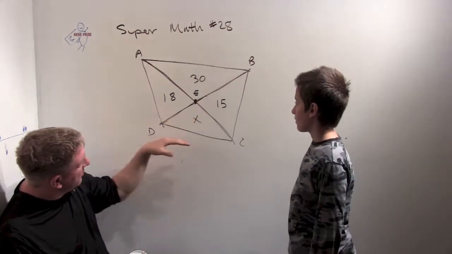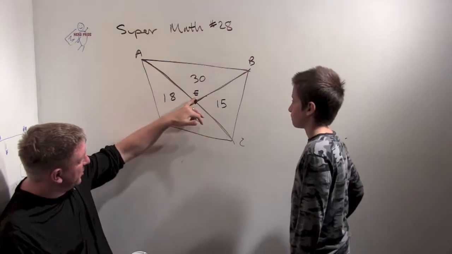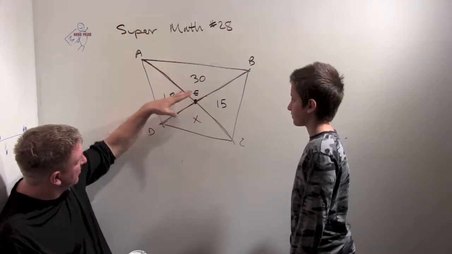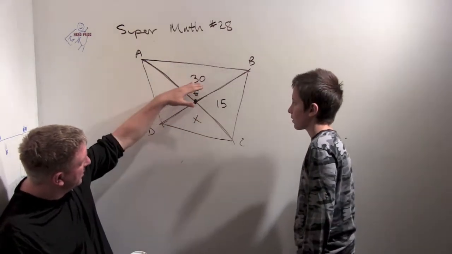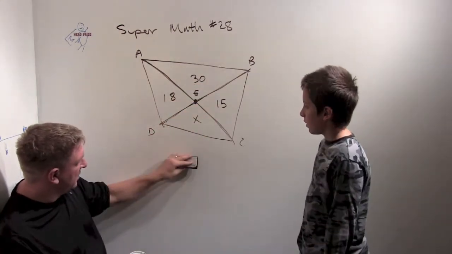So I have a quadrilateral. I don't know anything else about it, except its diagonals meet at this point in the middle, E. And the areas of the triangles that are formed are 18, 30, 15, and this area is x. And the question is, find x.